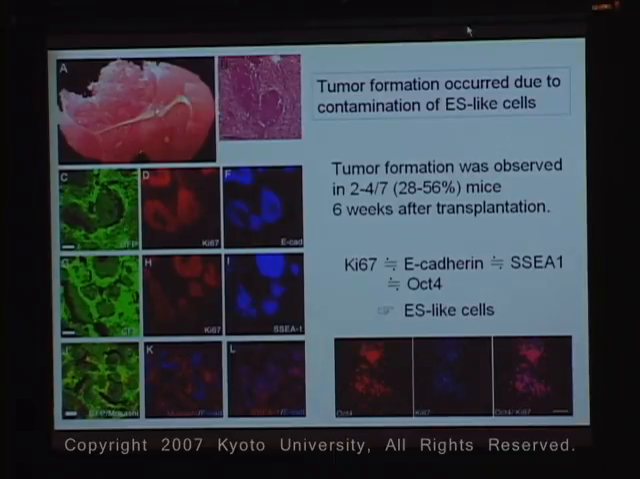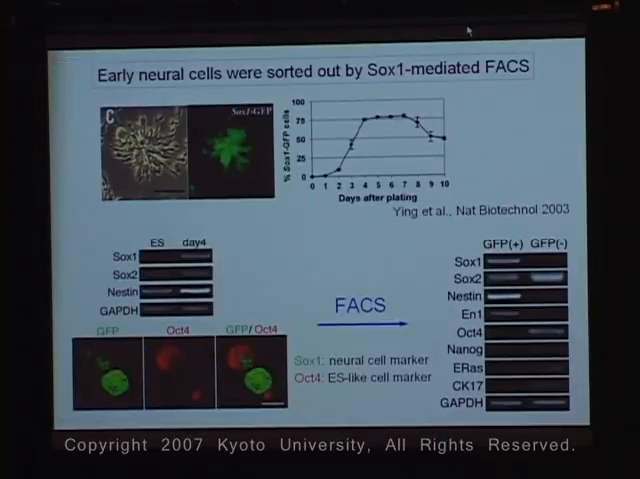So that means the tumor formation was caused by the contaminated undifferentiated ES cells. To confirm this hypothesis, we use the SOX1 GFP knock-in ES cells, which was given by Dr.